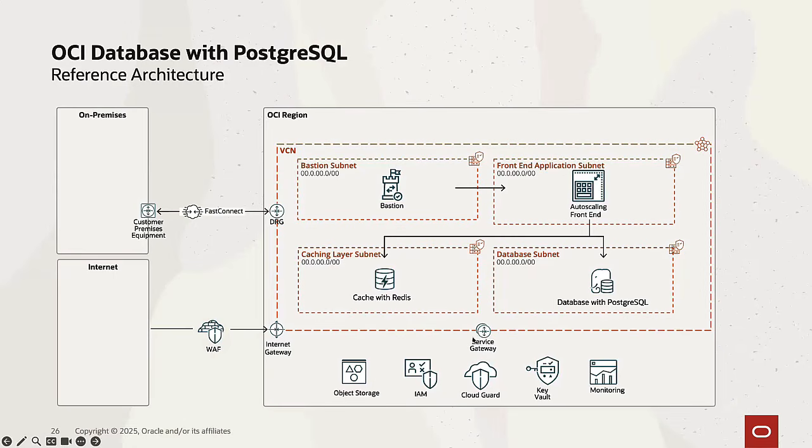So yeah, there's going to be a service gateway that's going to be able to talk to object storage, identity and access management, Cloud Guard, any kind of security, customer managed keys in a key vault, any kind of monitoring solution. So this is the way that we see customers deploying their applications, especially in the context of Postgres and a cache.